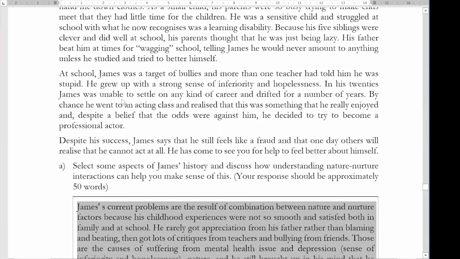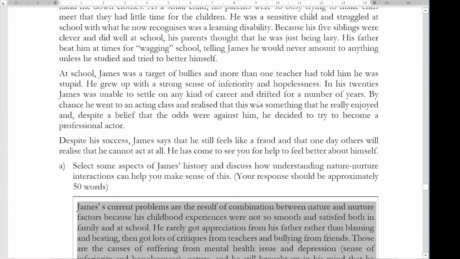He grew up with a strong sense of inferiority and hopelessness. So inferiority means fear. It comes from the word inferior, not as good as others.